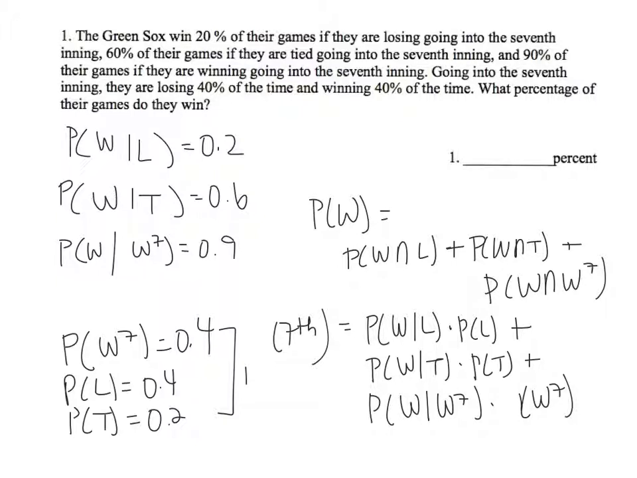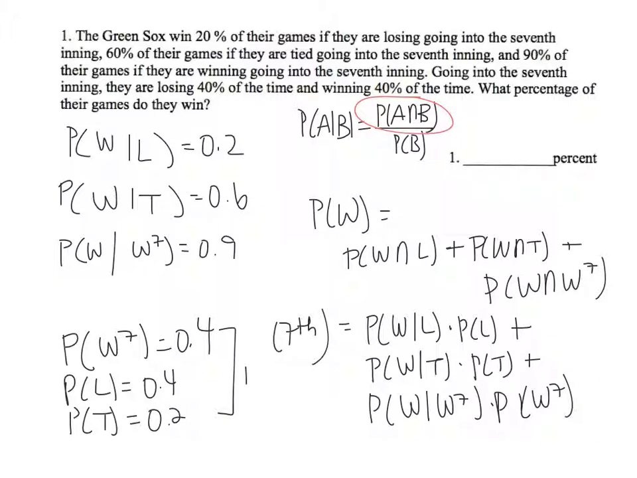This is just conditional probability, because remember the probability of A given B is the probability of A and B over the probability of B. So all I did was solve for that numerator.